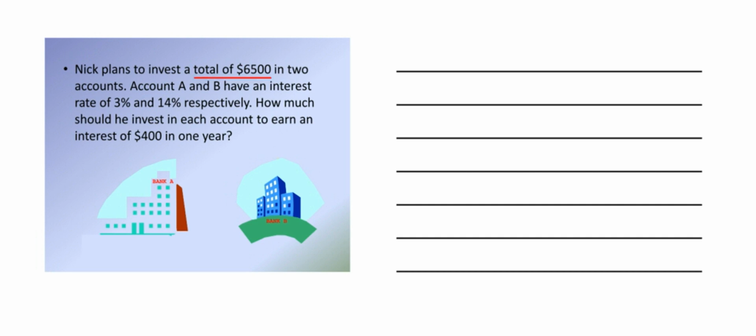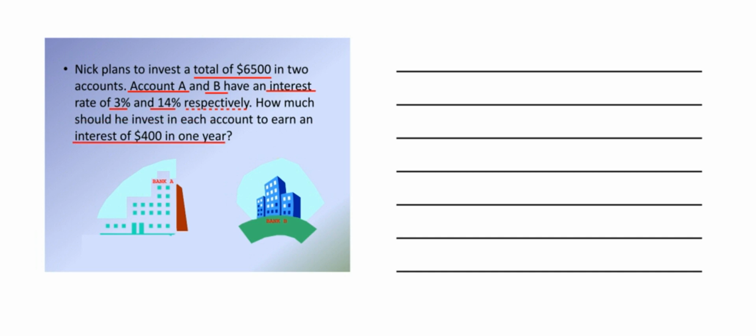So once again, we want to invest a total of $6,500, and there's two accounts, account A and account B. Let's also realize that this is talking about interest and at a rate of 3% and 14%. The word respectively comes into mind. Respectively means in that order. So A is 3%, B is 14%. It follows the order from before. That's what the word respectively means for us.